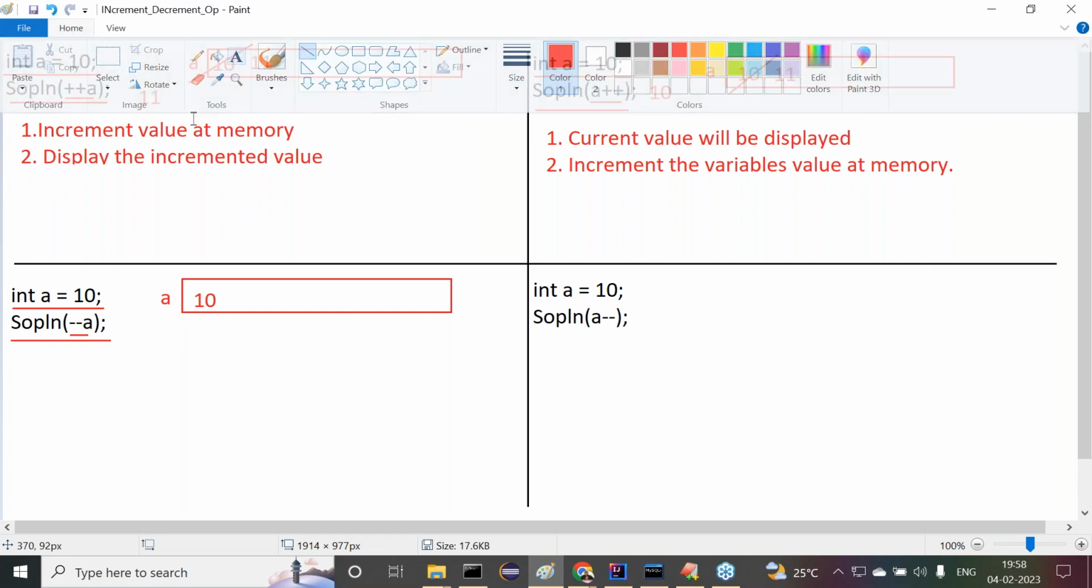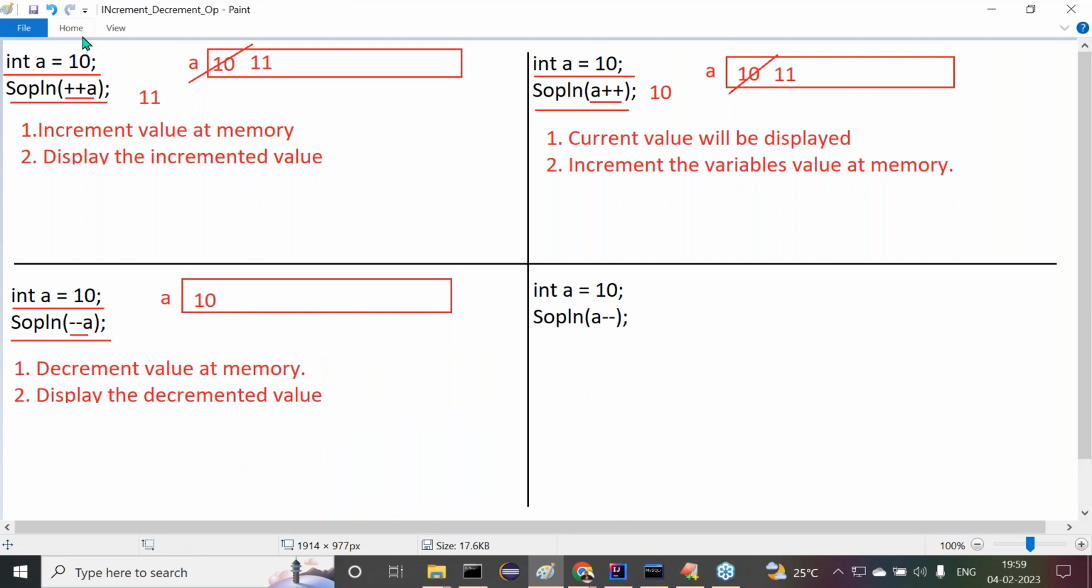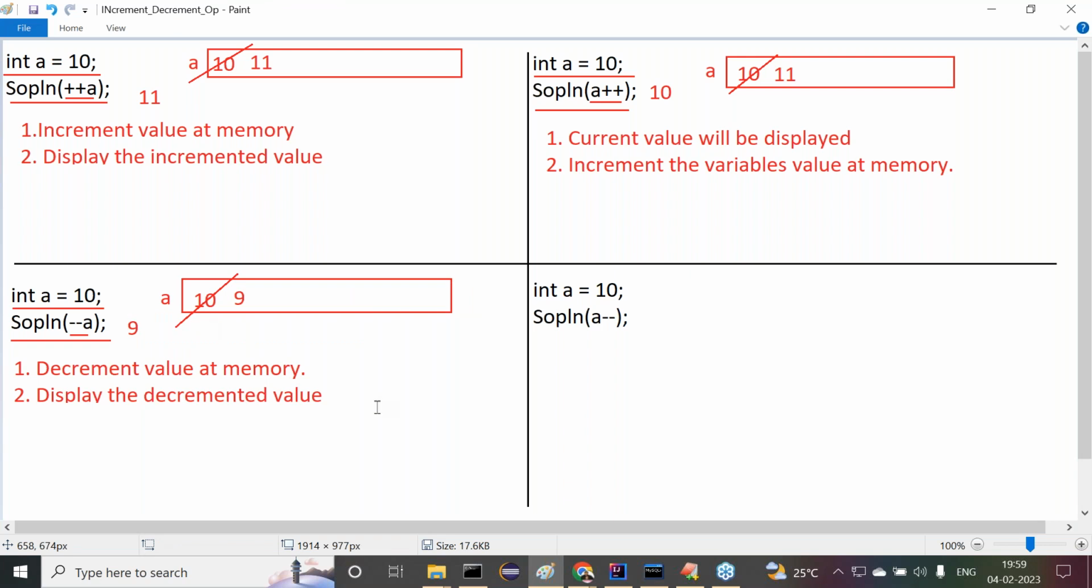What is the first operation there? The first one is to decrement the value at memory. First we have to decrement the value at memory. Then the second one is, after decrementing the value, display the decremented value. So first of all, the value must be decremented by 1. Here 10 is decremented by 1. So at memory, what value are we getting first? 9. Now the output value is 9. First decrementation, then 9 is the value we are getting. Clear or not?